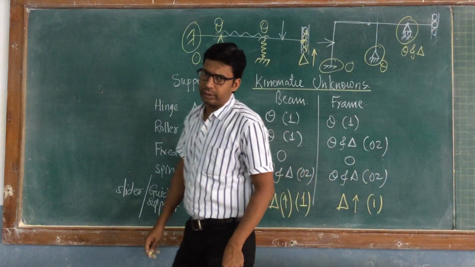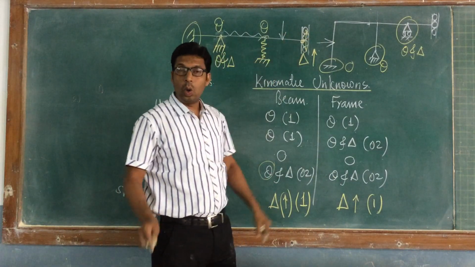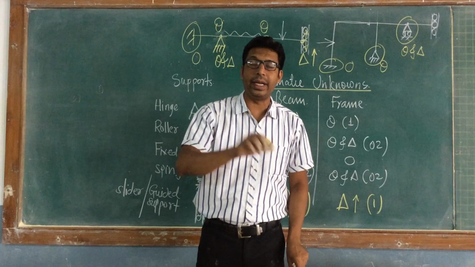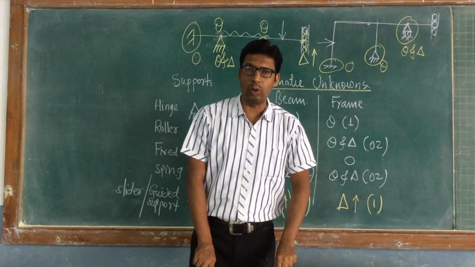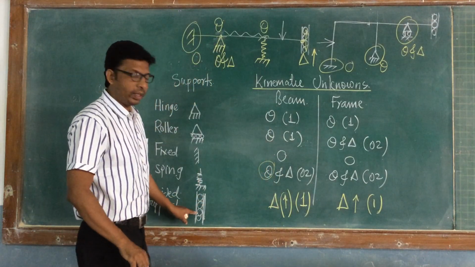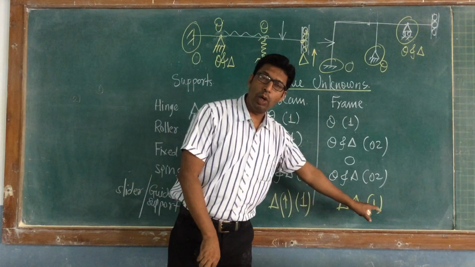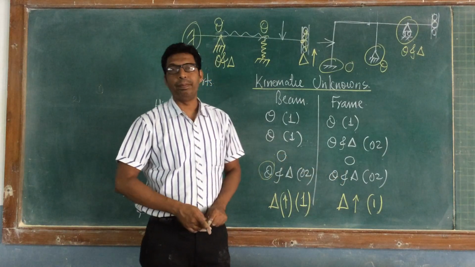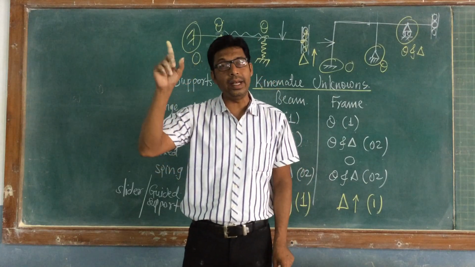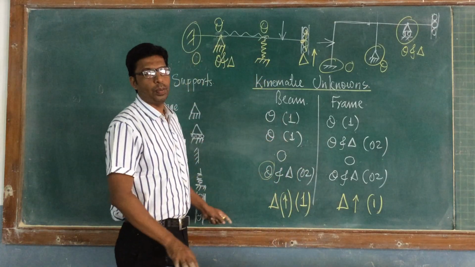Next support is the guided support. Guided support means it allows the point to move vertically up and down. It only allows the point to move vertically up and down. It does not allow rotation, which means rotation is equal to 0. There is only vertical displacement. So in case of a guided support, there is only one unknown, delta, which is vertical displacement, in both the cases, beam as well as frame. And a guided support is normally always provided at the end point of the structure. Okay, so these are the various types of supports.